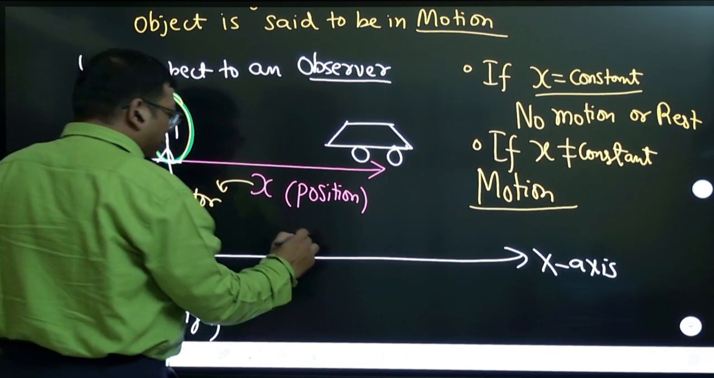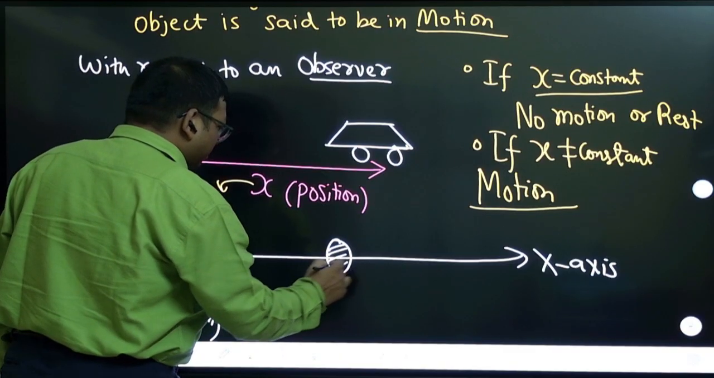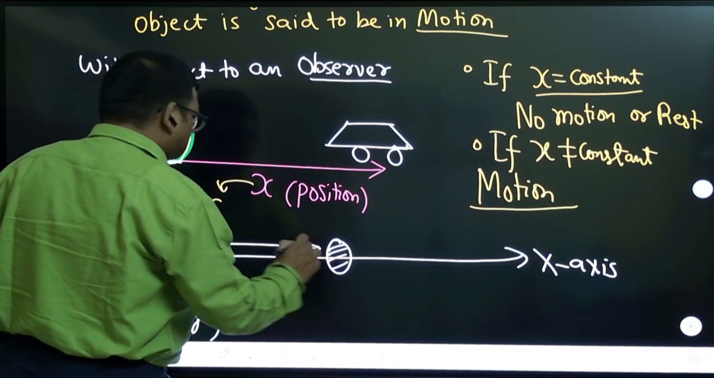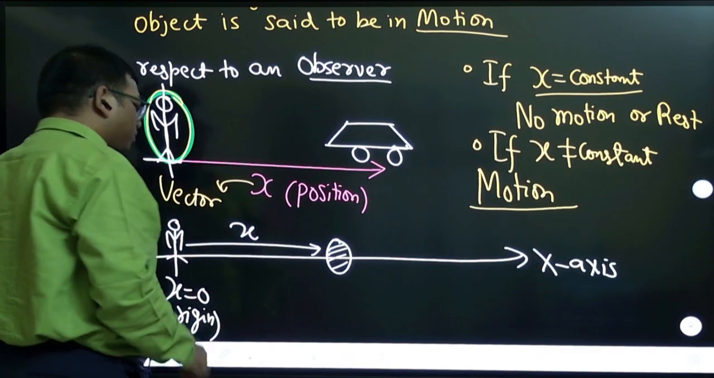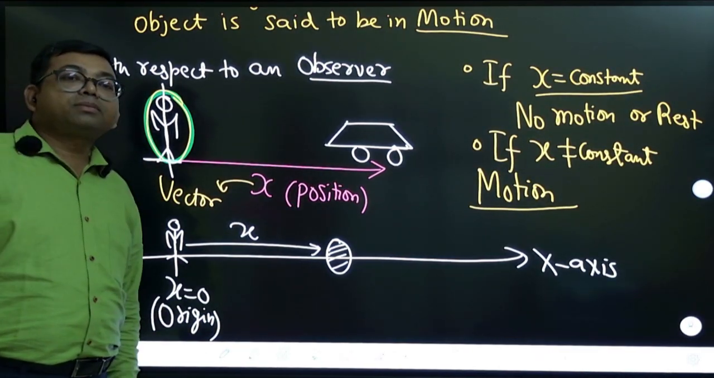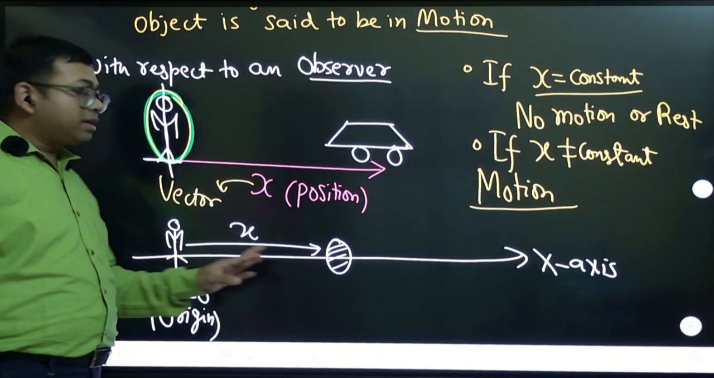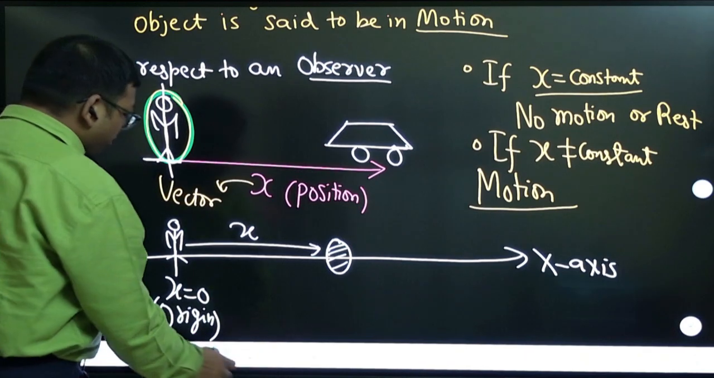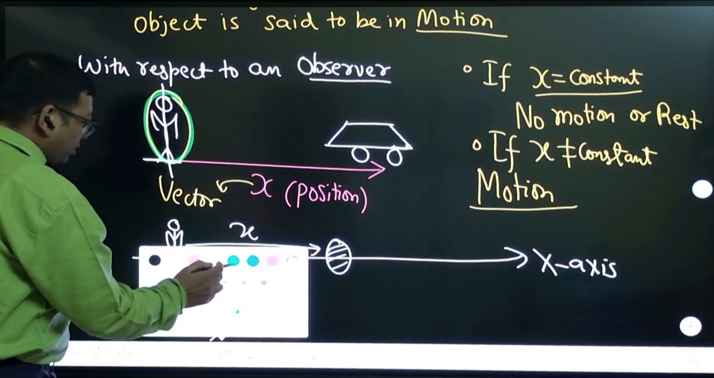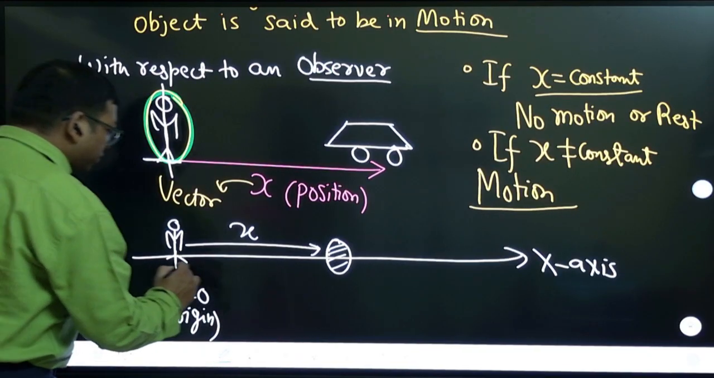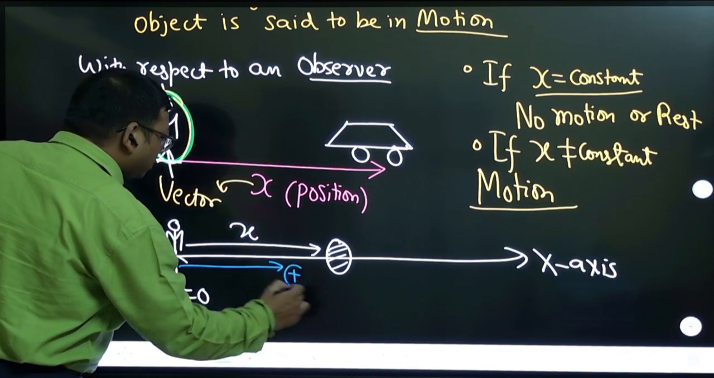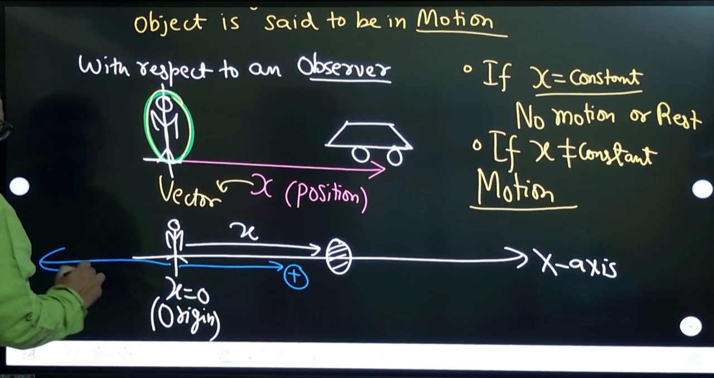Now if the car or any object is here at some distance from this side, this is the position. So this person will measure the position of this body. So position is a vector quantity. It can have a plus or minus sign. In a straight line, we can indicate position this side as positive and this side as negative. Okay.